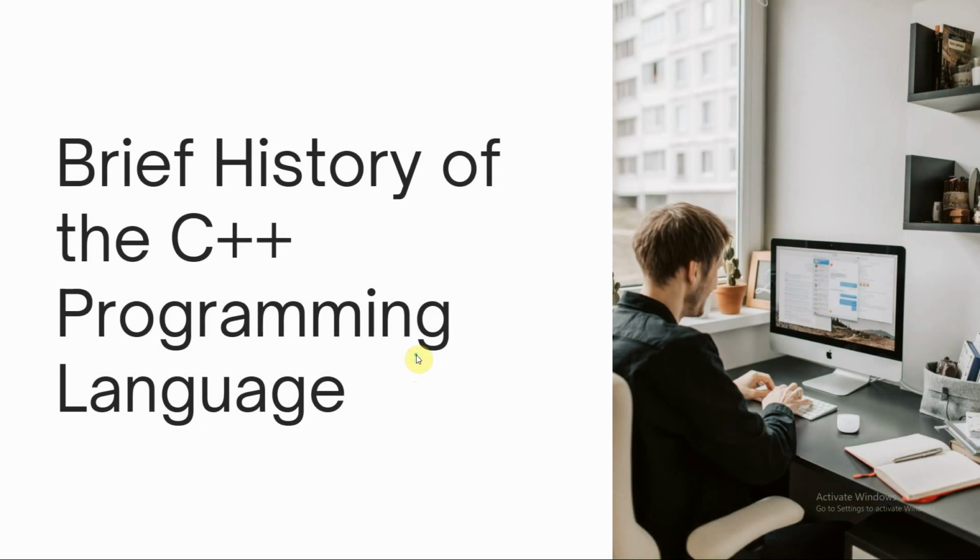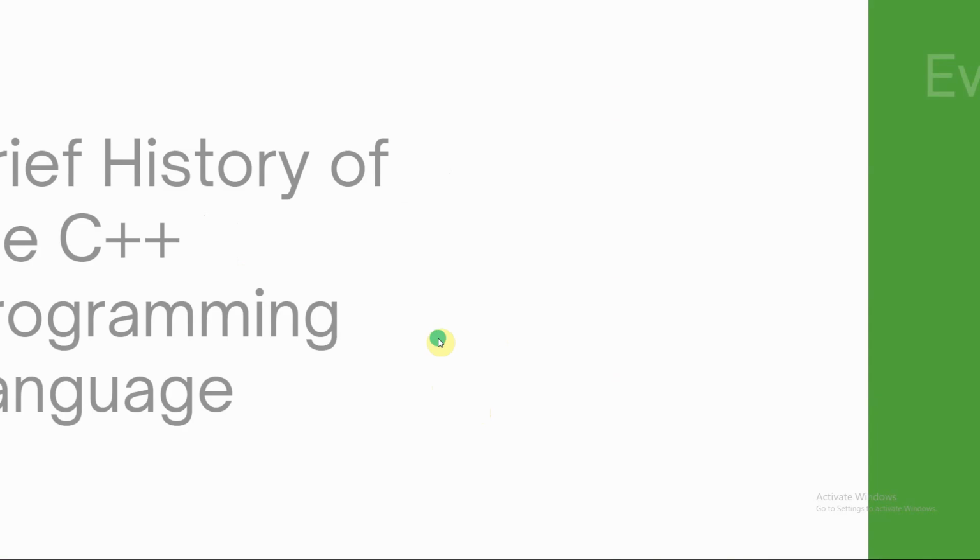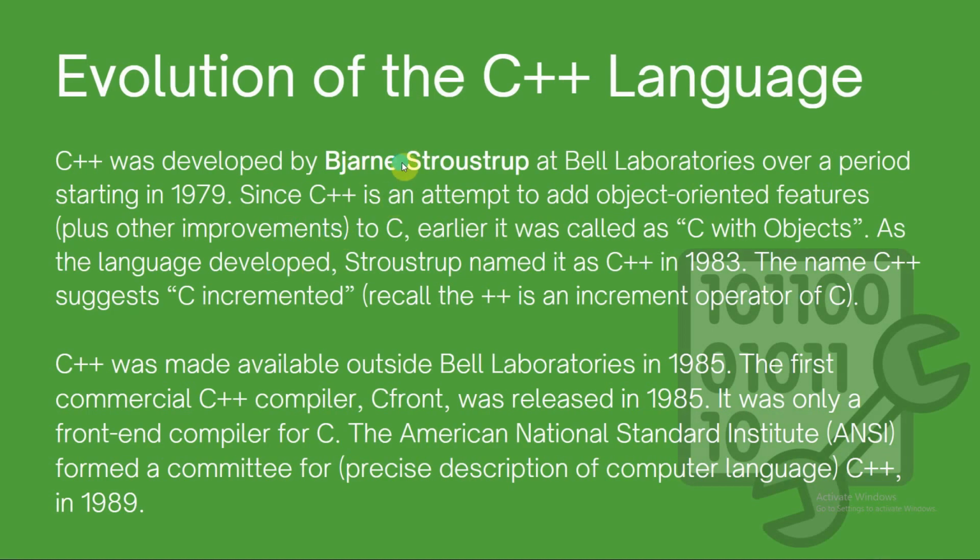So for a brief history, it has similarities to what we discussed in the introduction. This was developed by Bjarne Stroustrup at Bell Laboratories, starting in 1979. This attempt was to add object-oriented features plus other improvements to C. Its early name was C with objects.